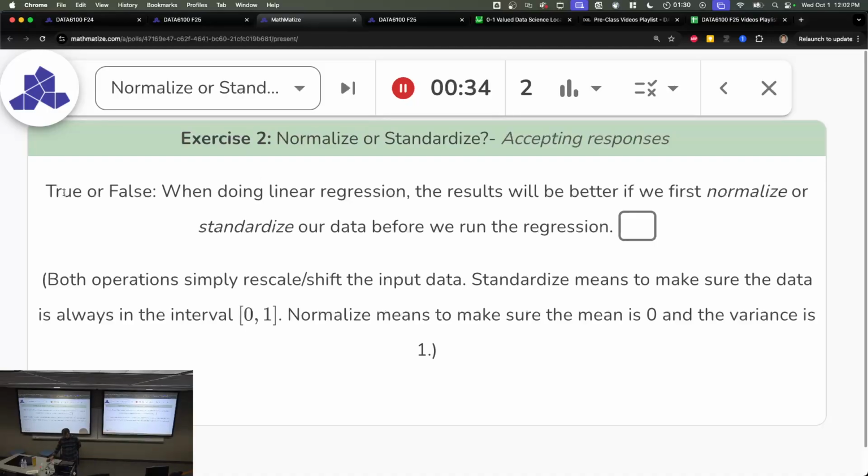And I wrote a little true-false. When doing linear regression, the results will be better if we first normalize or standardize the data before we run the regression. So give me your true or false on that.